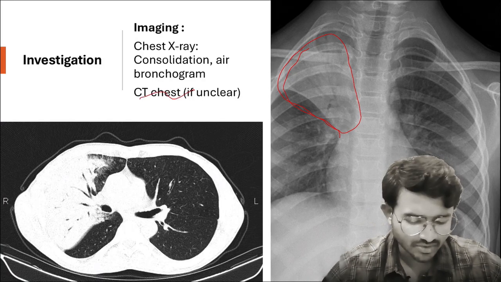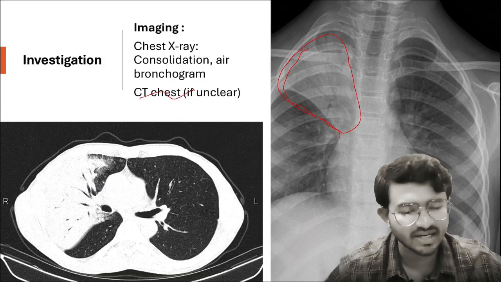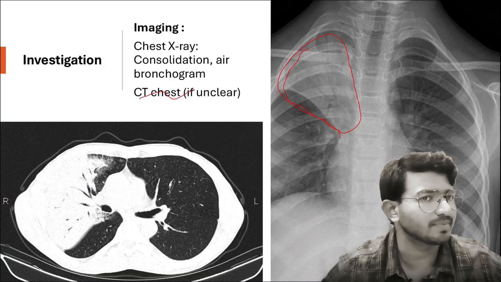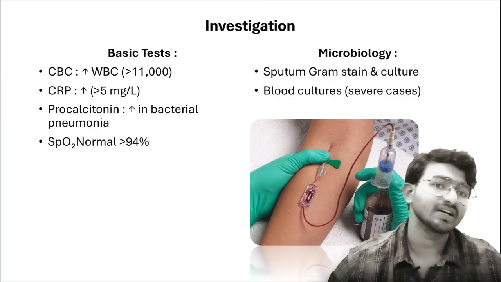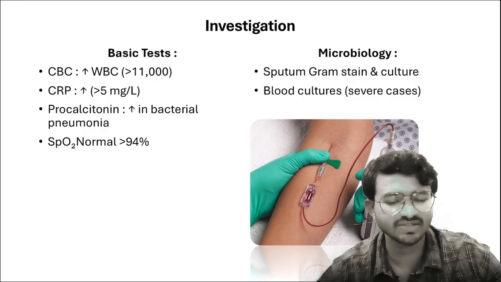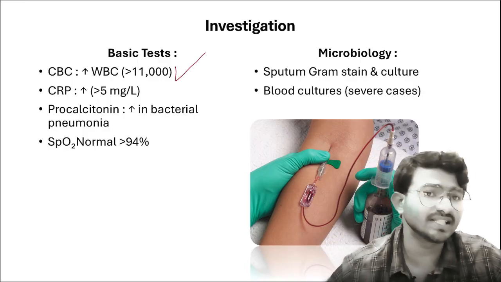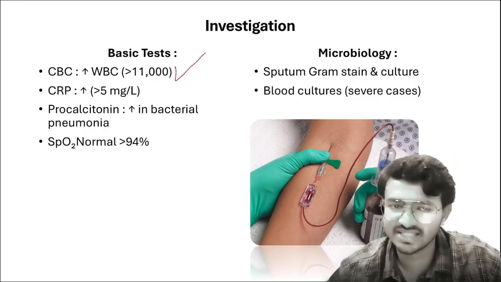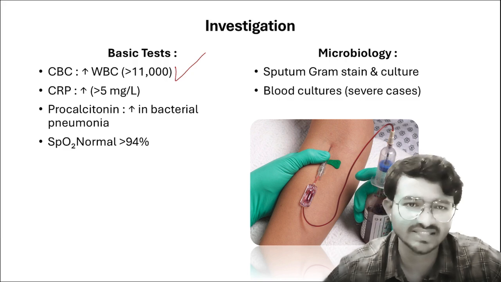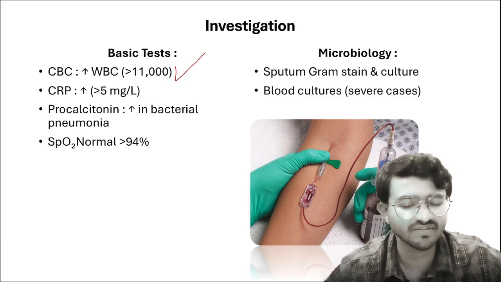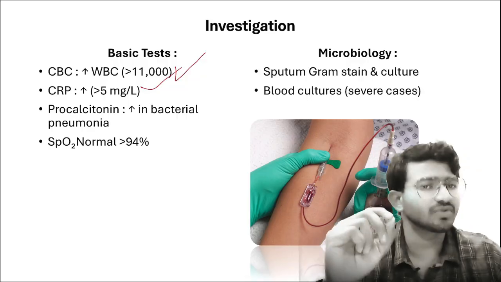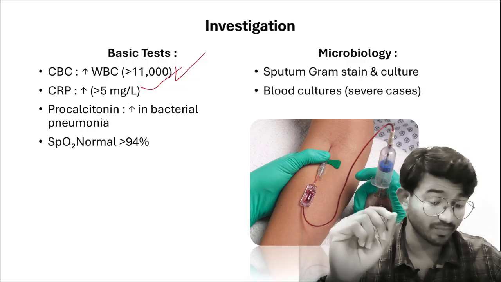Okay. So in investigation, imaging X-ray is the best option and gold standard. Next, for investigation we have to do some basic lab tests, that is CBC. In that CBC, white blood cells will be increased, and CRP, C-reactive protein, will increase, greater than 5 milligram per liter, and procalcitonin. This procalcitonin test is very important. Why?